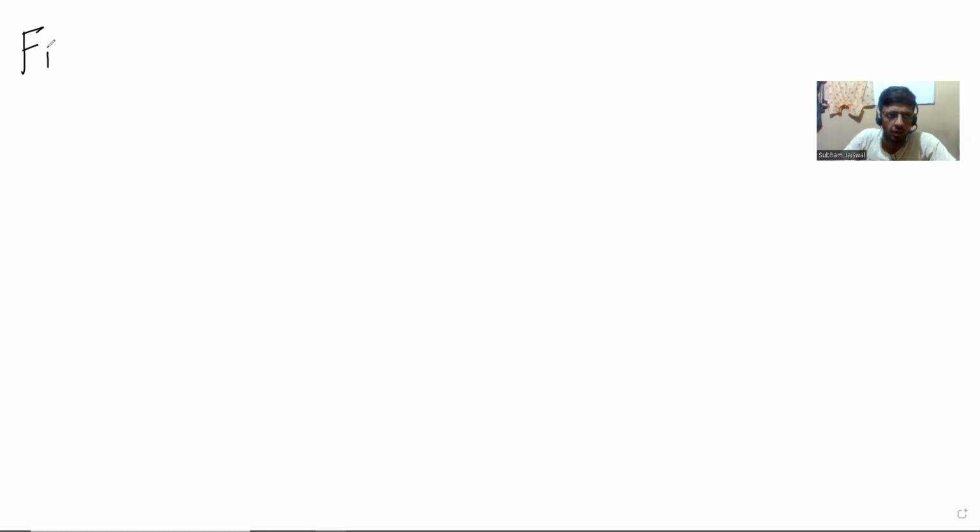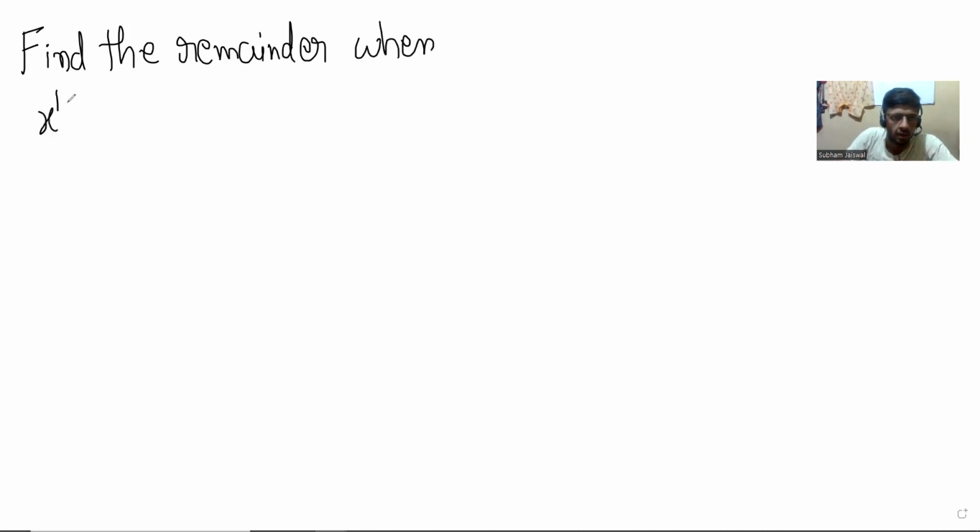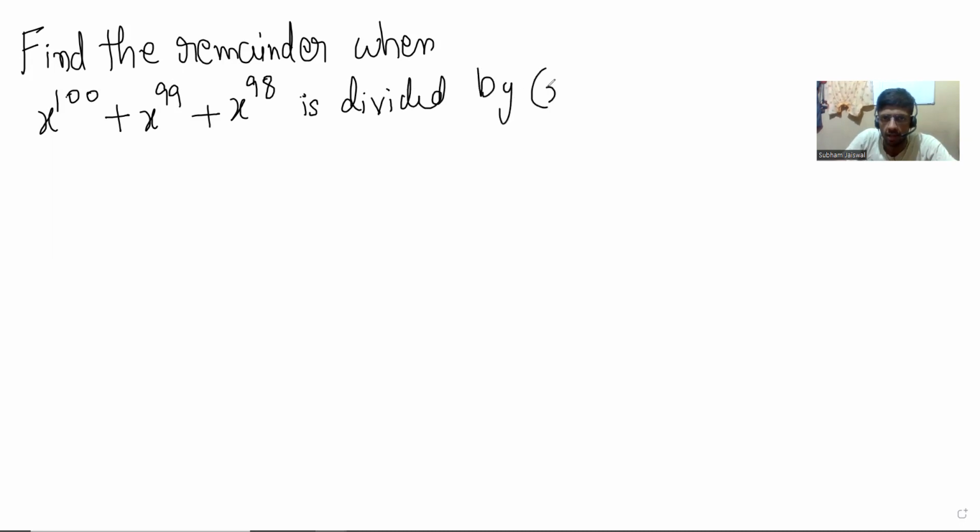Okay, let's see. So find the remainder when x to the power 100 plus x to the power 99 plus x to the power 98 is divided. So intentionally, there's a quadratic here, but it has a factorization. That's what you have to put to use.